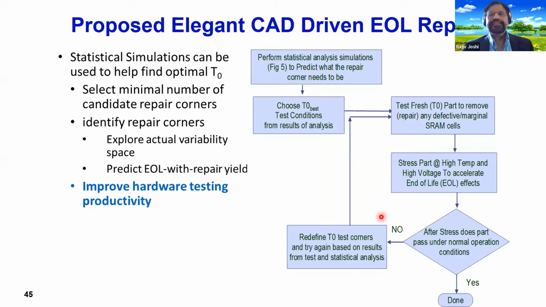Then if you use this elegant method, where you perform statistical analysis simulation to predict the repair corners, and then choose the T0 best condition, then the T0 best part to remove and repair at that level, then stress the part at high temperature and all that. And if those parts don't pass, then go back. And this is done through the software, this feedback loop, everything. So you are not wasting time. Once you understand this, you will figure out what is the important factor here, how you have saved time, the test time on the hardware. So you give that feedback to the hardware testing, okay? And this will improve the hardware productivity.